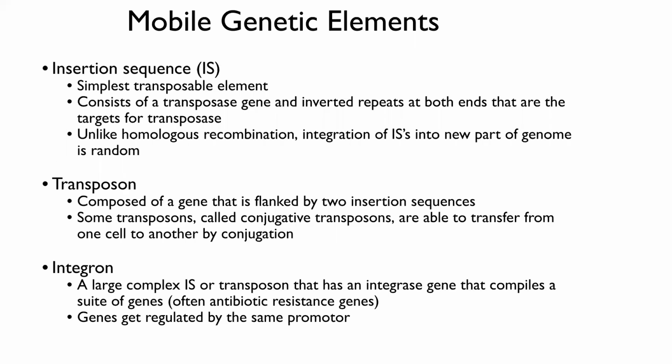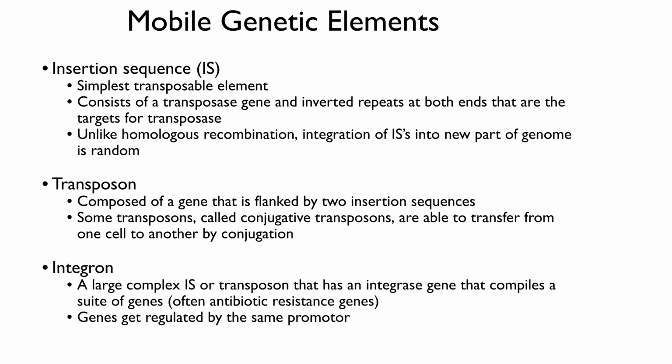In terms of mobile genetic elements, we have insertion sequences, and these are the simplest type of transposable element. They consist of transposase genes and what we call inverted repeats at both ends that are essentially targets for an enzyme called transposase. And unlike homologous recombination, the integration of insertion sequences into any part of a genome is actually random. So these insertion sequences can jump in anywhere. Doesn't matter. They just jump in where they feel like.